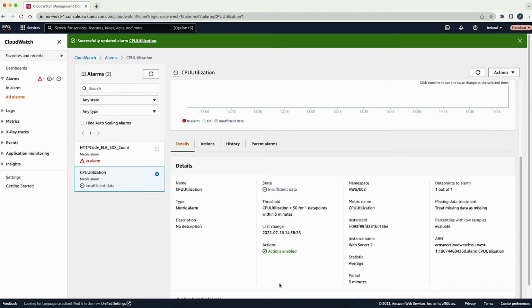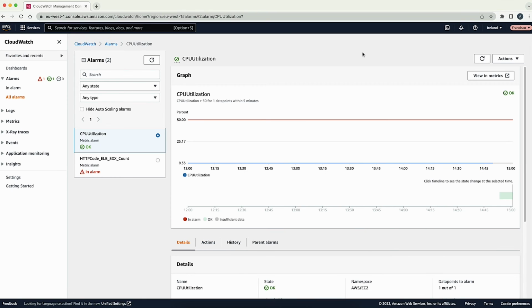Data points can be delivered late due to many reasons, such as connectivity issues and so on. At this stage, the alarm can't retrieve any data points for those evaluation periods. This condition triggers an insufficient data state. After recovering connectivity, the alarm retrieves the recent data points based on the period and evaluation period that you specified.